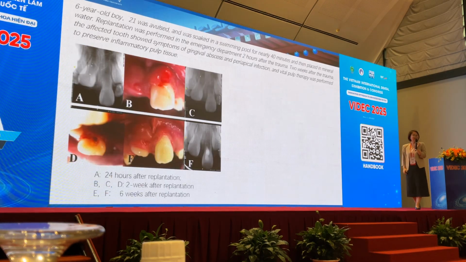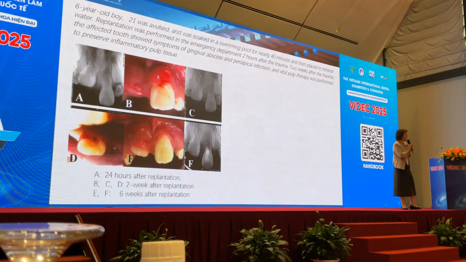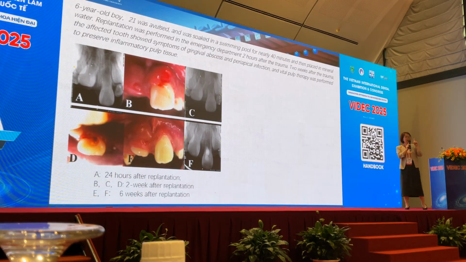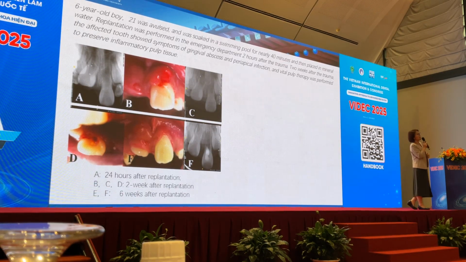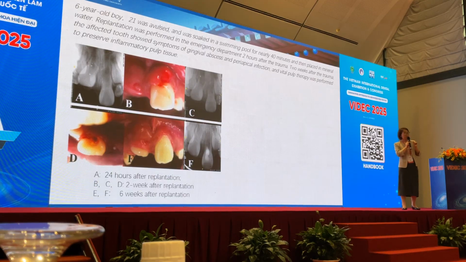And I'll show you the last case, more interesting. This is a 6-year-old boy, and his upper left incisor was avulsed during swimming. So the tooth was soaked in the swimming pool for 40 minutes, and then put in mineral water. It was replanted 2 hours after trauma.